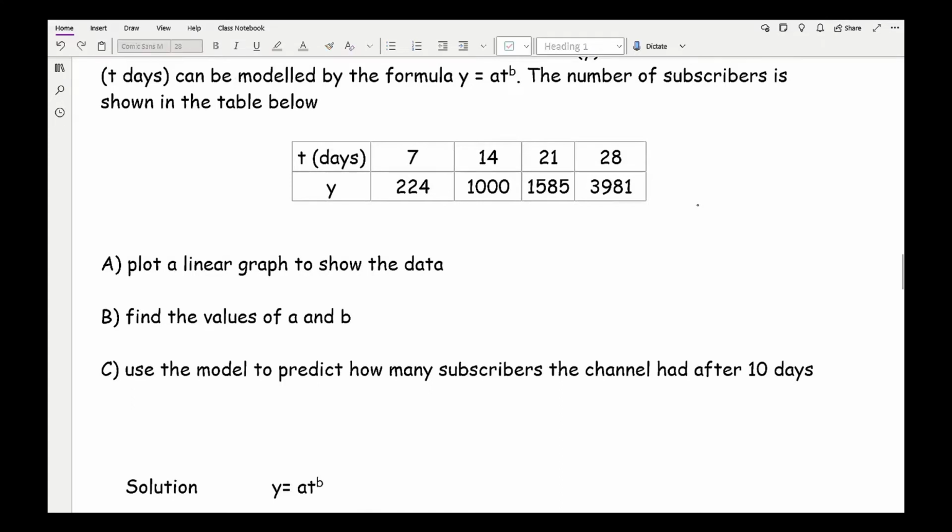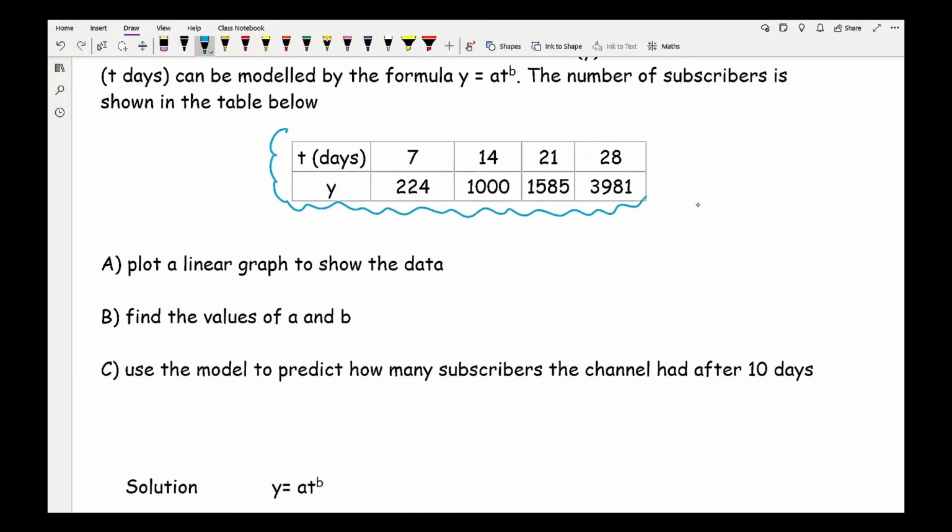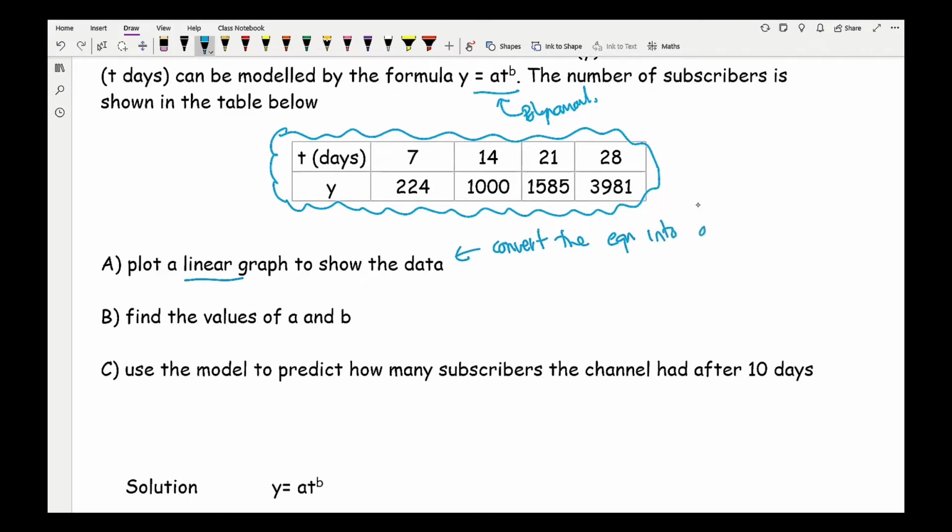Now in terms of the linear graph, it's not asking me to plot the data that's in this table, because this data is represented by, hopefully what I expect to be, a polynomial sort of curve. And this is asking me for the linear graph. So what I need to do is convert the equation into a linear model.